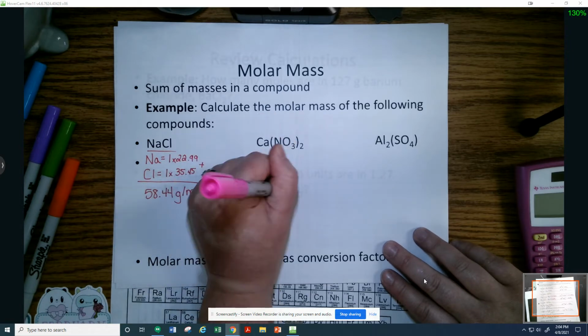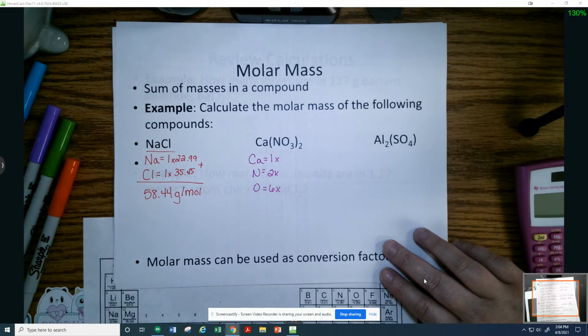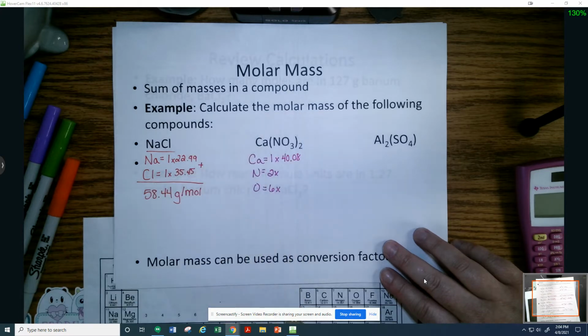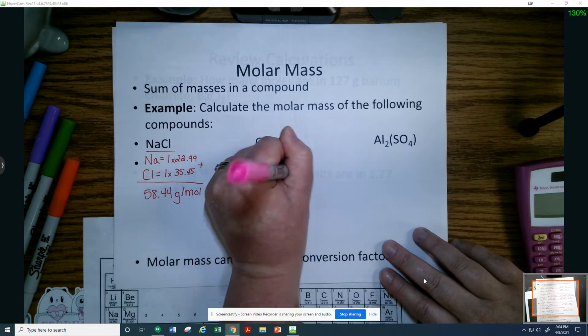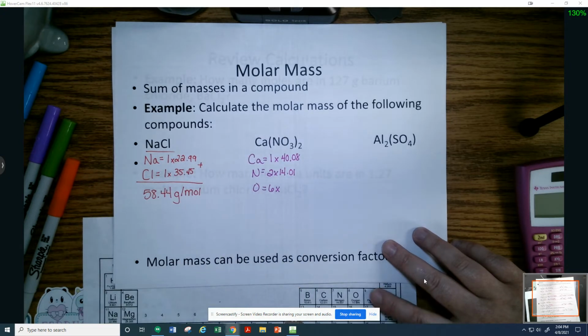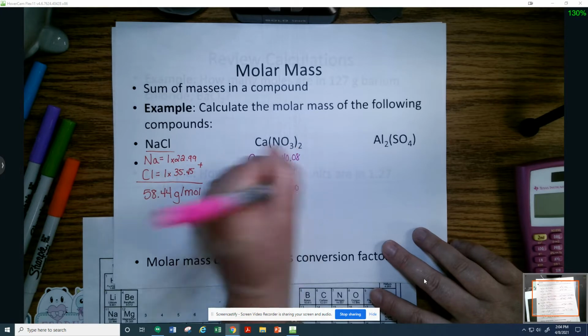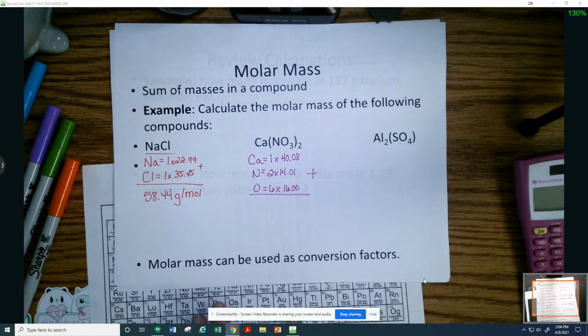We then look at the molar mass of each of these individual elements. Calcium, if you round that off, is 40.08. Nitrogen rounds off to 14.01 because of rounding. And oxygen, because of the 0.999, we get 16. Then we just add these all up. You can just type them into your calculator.